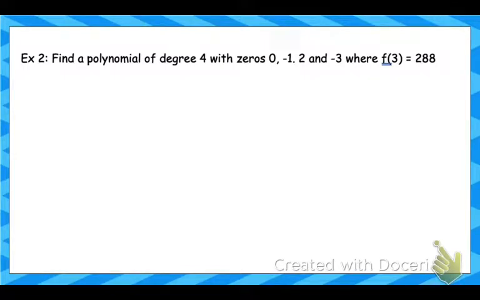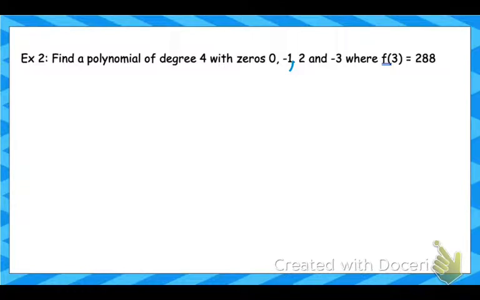All right, so this one, we're going to find a polynomial of degree 4. It tells us the zeros. That is not 1.2, by the way. That is a comma right there. So it gives us the 4 zeros, but this time it doesn't tell us to use a leading coefficient of 1. So what we have to do is we have to solve for our leading coefficient.